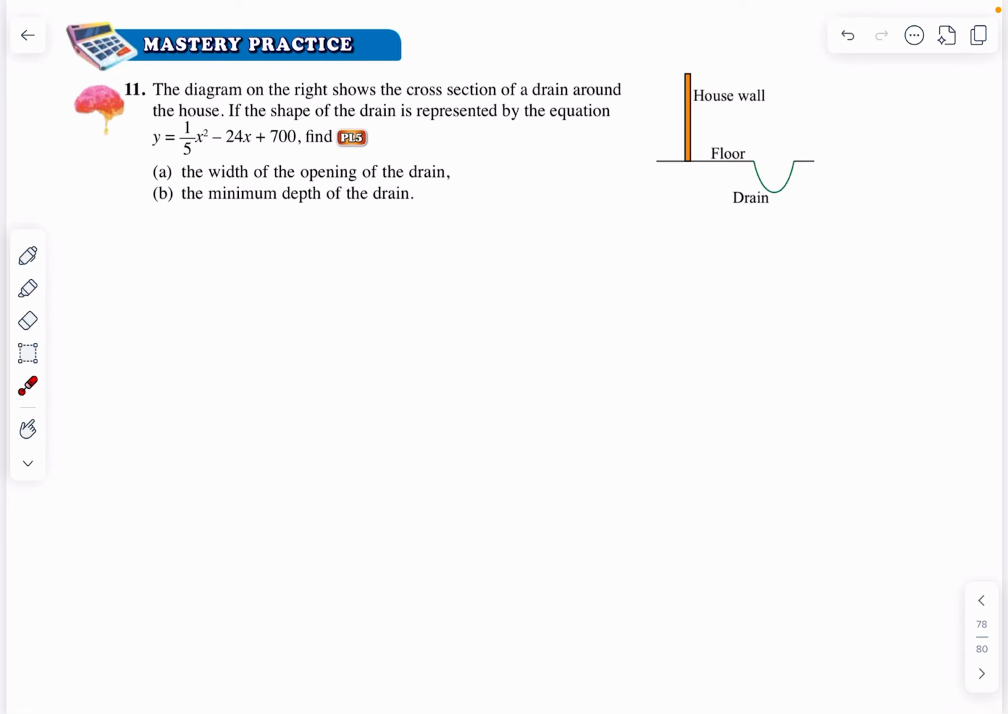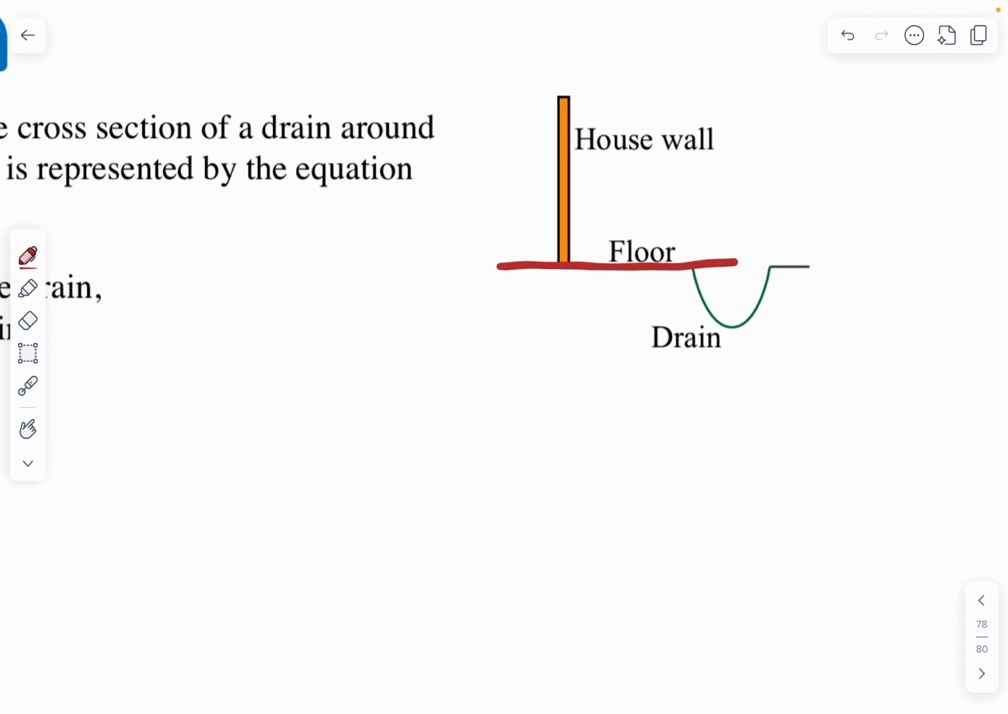Question 11. The diagram on the right shows a cross section of a drain around the house. If the shape of the drain is represented by this equation, find the width of the opening and the minimum depth of the drain. Okay. So what we can do to solve this question is we assume this as the x-axis and we assume this as the y-axis.